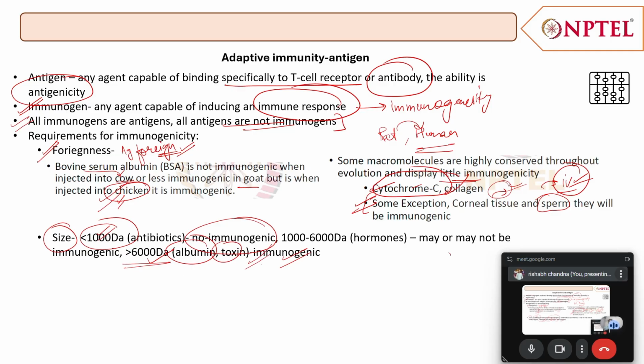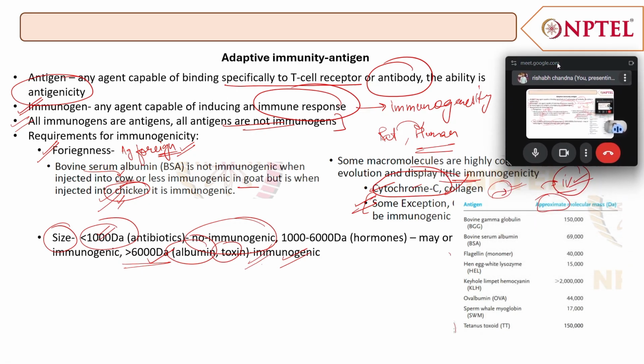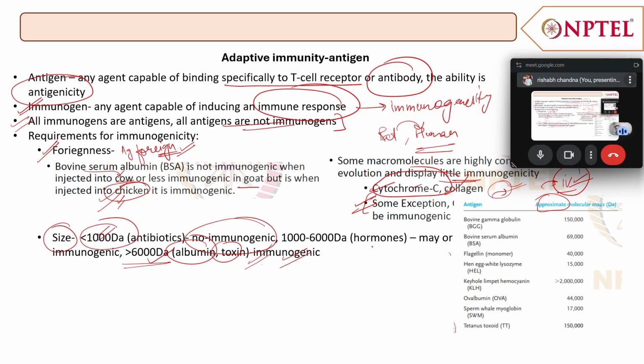Okay, so moving on to the different proteins, as we can see here. One is BGG, that is bovine gamma globulin, 150 kilodaltons. Then we have BSA, 69 kilodaltons, flagellin, that is a monomer, 40 kilodaltons. Then we have hen egg white lysozyme, 15 kilodaltons. So these are the different weights of the proteins that can elicit an immune response in different organisms.